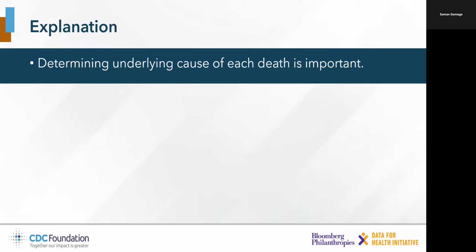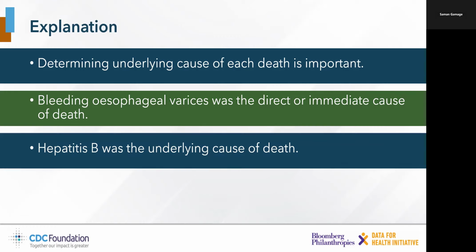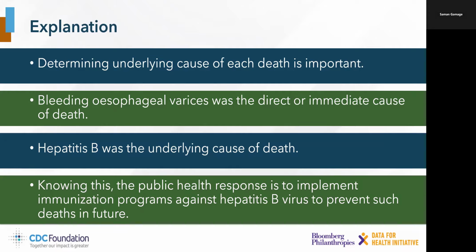Determining the underlying cause of death is important. Bleeding esophageal varices was the direct or immediate cause of death. Hepatitis B was the underlying cause of death. Knowing this, the public health response is to implement immunization programs against hepatitis B virus to prevent such deaths in future.